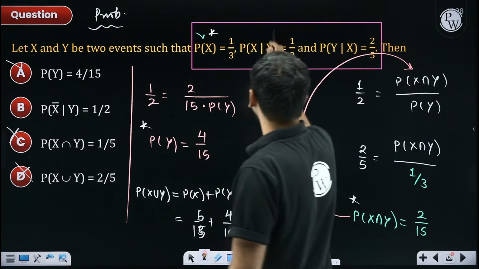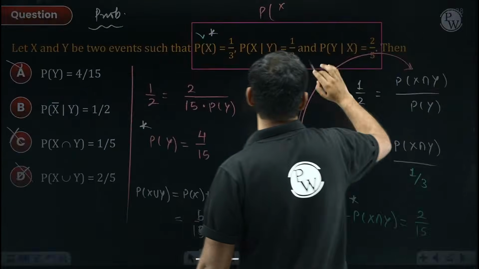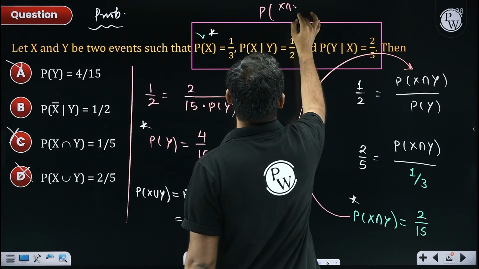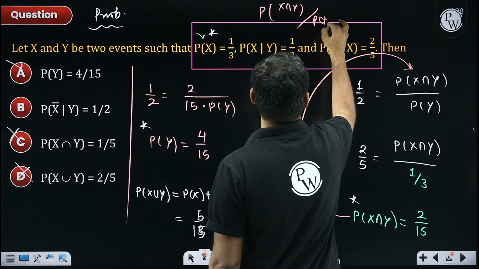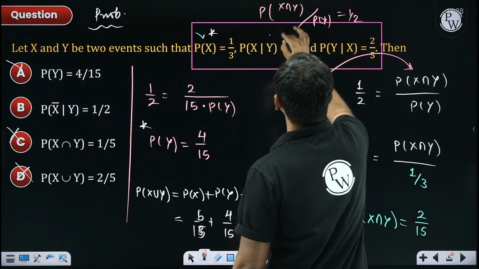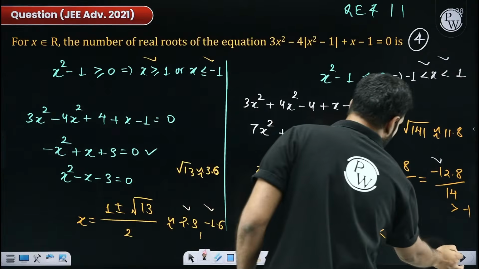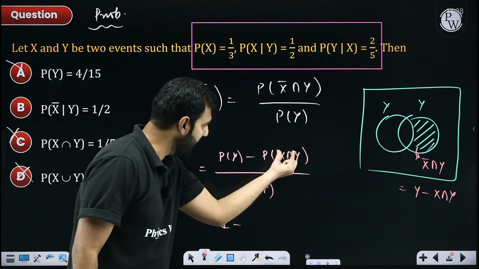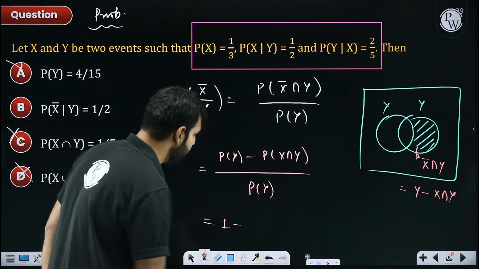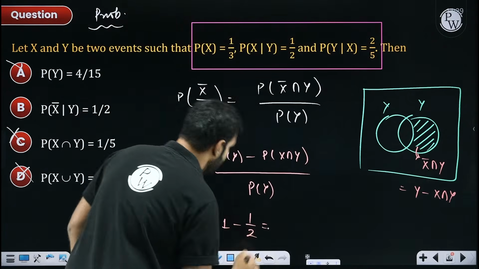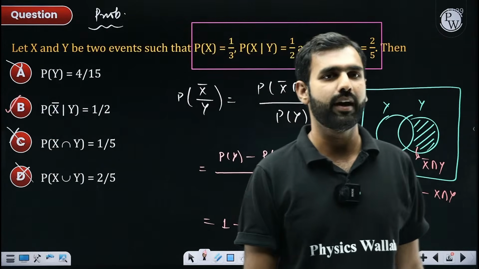Probability of x upon y is what? Probability of x intersection y divided by probability of y, that is equal to 1 by 2. This is what we are able to conclude. And this value we need here. So this probability of x intersection y upon probability of y, which is probability of x when y has happened, is clearly 1 by 2 we are given. So 1 minus 1 by 2 is 1 by 2. So option D is also correct. So option A and option B both are correct.